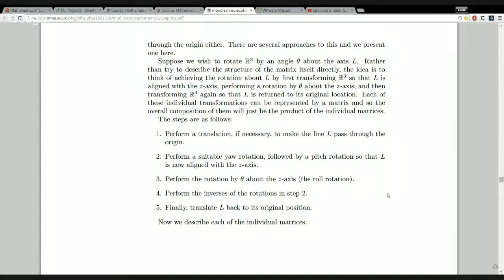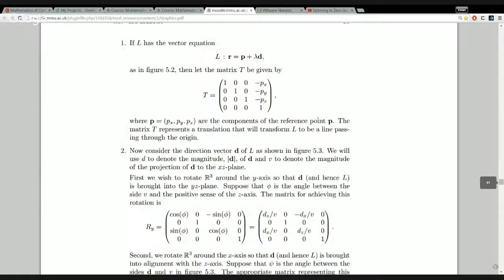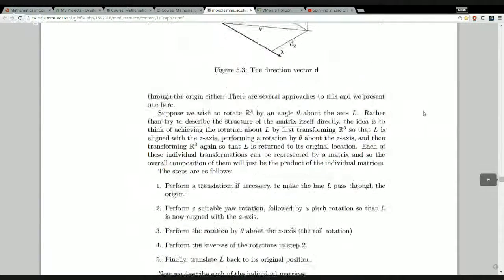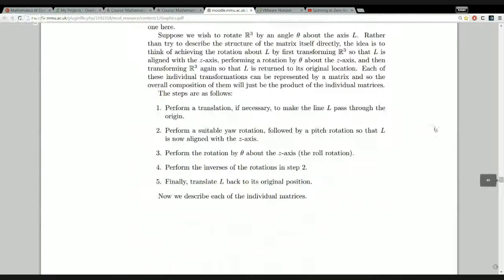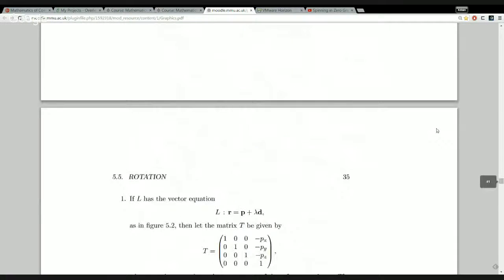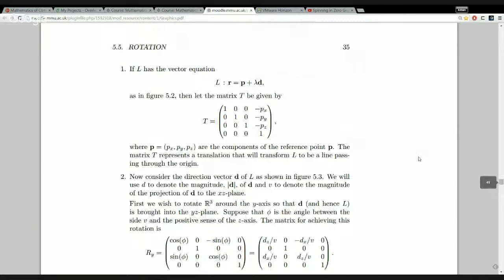So that's the rotation sequence. Here we specify those 5 steps, 1, 2, 3, 4, 5. In the notes, we construct the transformation matrix for each of those steps. So the first step I want to translate by minus p, there's the translation.